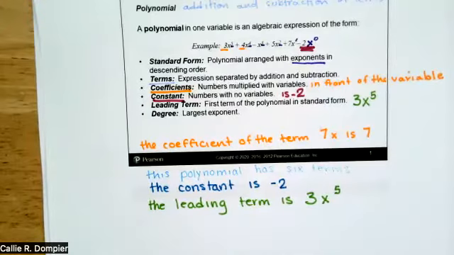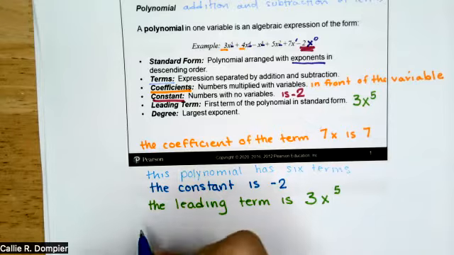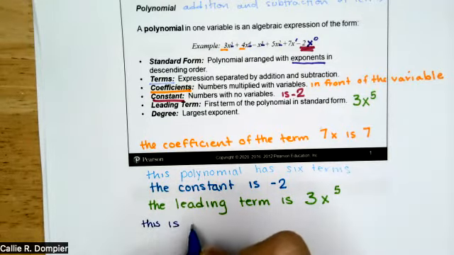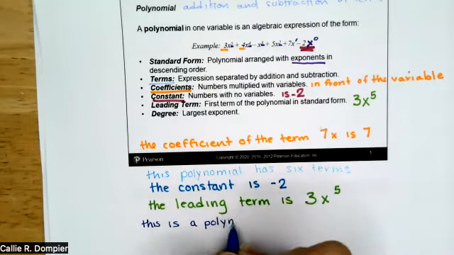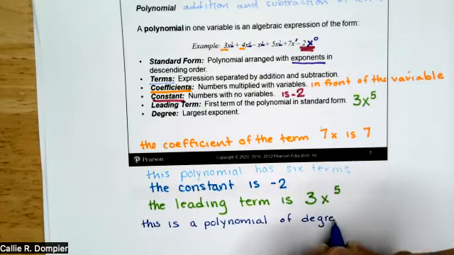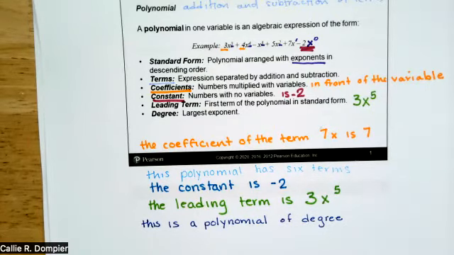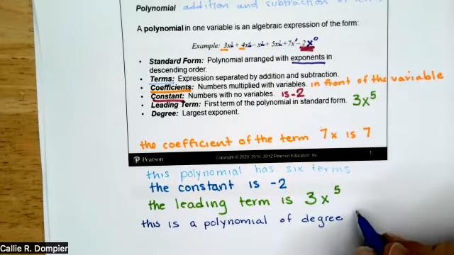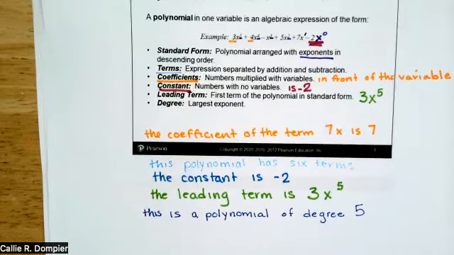The degree is the degree of the leading term in standard form. The way I say it is this is a polynomial of degree, and if you just look at it, what is the largest exponent? Just the exponent, not the base of that exponent. 5. This is a polynomial of degree 5. The leading term is 3x to the 5th. The constant is negative 2, and it has 6 terms. Any questions?